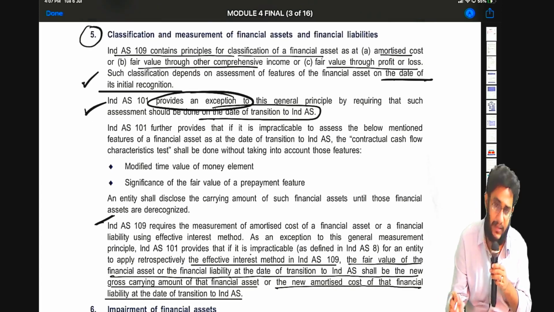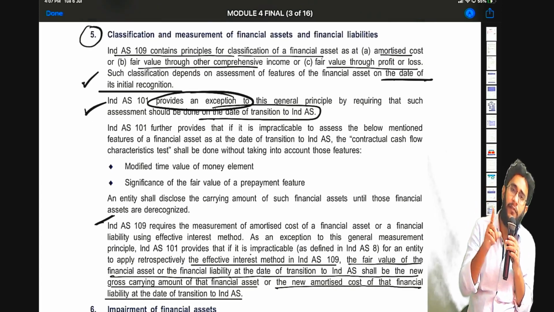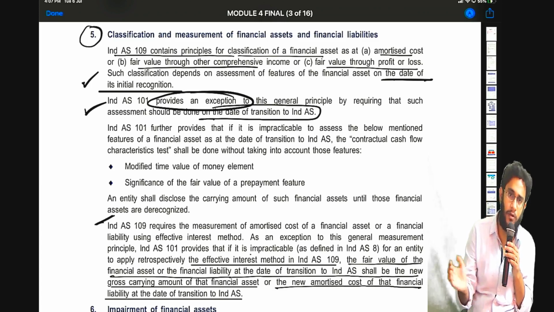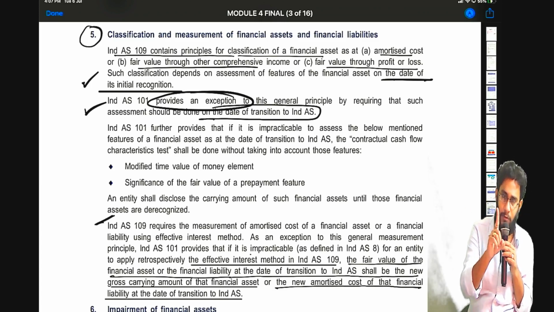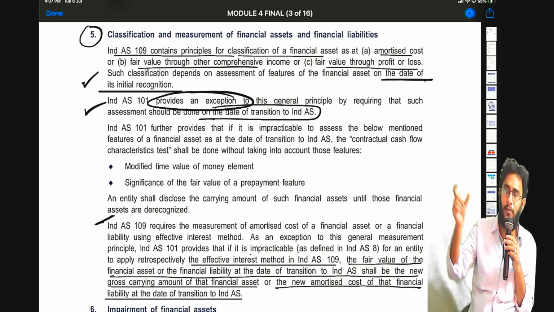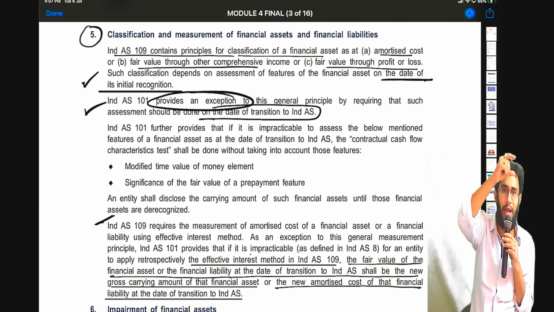First principle says, whether ACM is applicable, FVTPL is applicable, FVTOCI is applicable is something which you should decide on initial recognition. But there is an exception. You will decide now on the date of transition because you are migrating from AS to Ind-AS. First point. Second point. If ACM has to be applied, EIR and all ideally has to be computed from the original date to the end date.